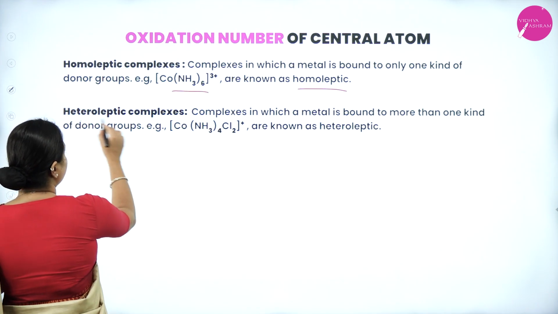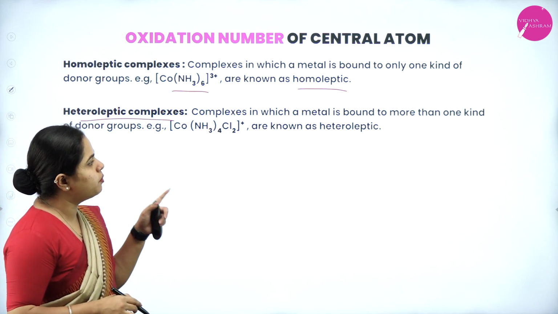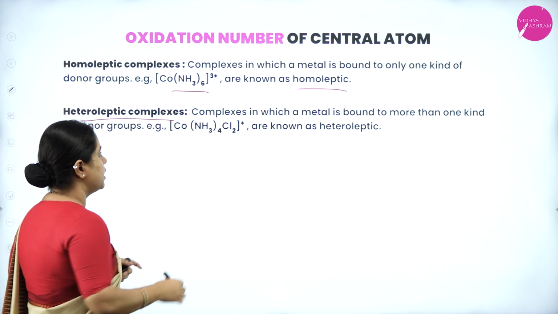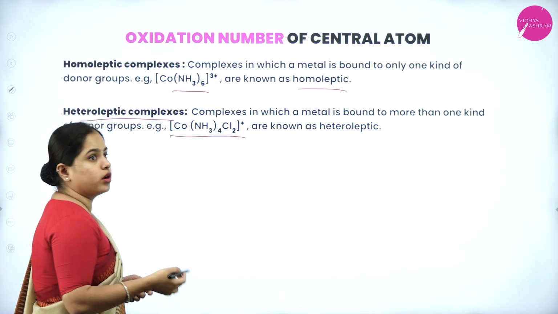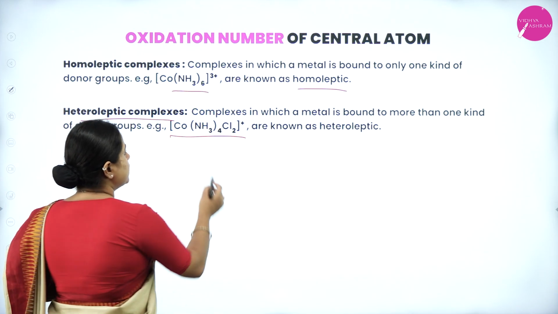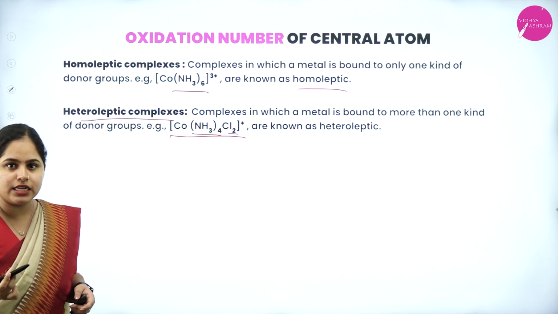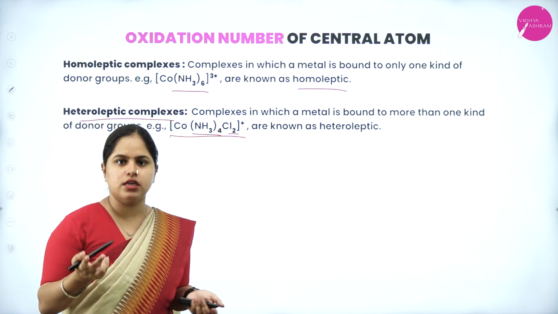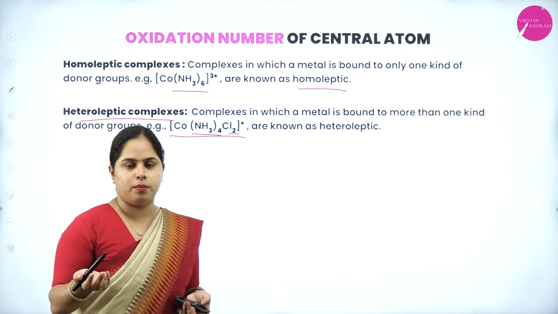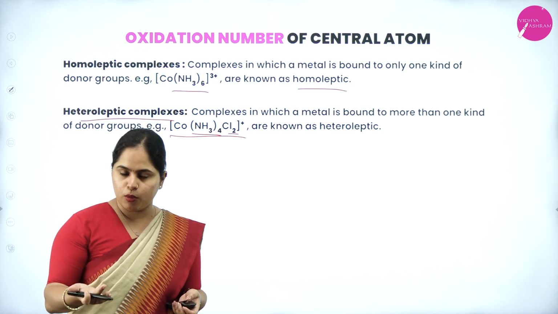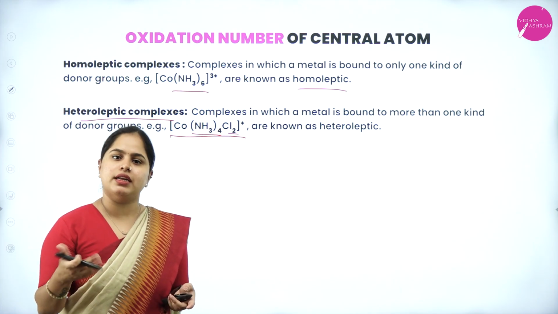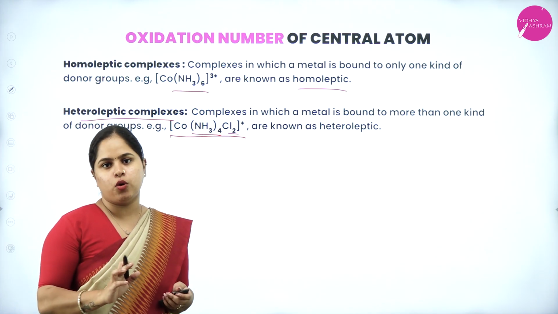Now moving on to heteroleptic complexes, in which a metal is bound to more than one kind of donor groups. As you can see here, [Co(NH3)4Cl2]. Yes, so there are 4 ligands of amine and 2 ligands of chlorido. So in this case, we can see there are 2 different types of ligands. So it is of course a heteroleptic complex. So if all the ligands are same, it is homoleptic, right? And if they are different, it is a heteroleptic complex. So I hope that is clear.